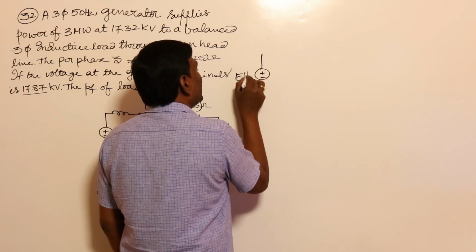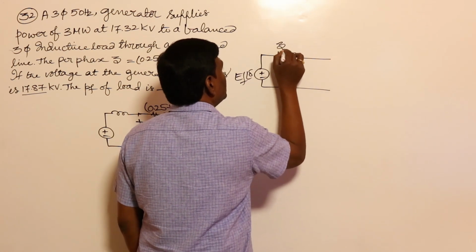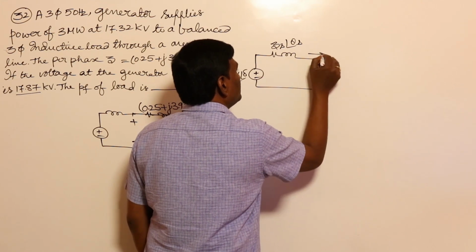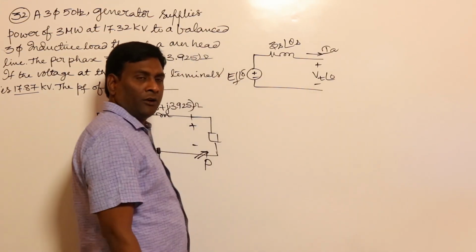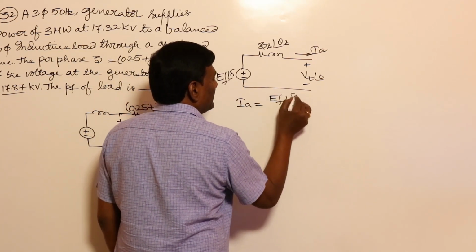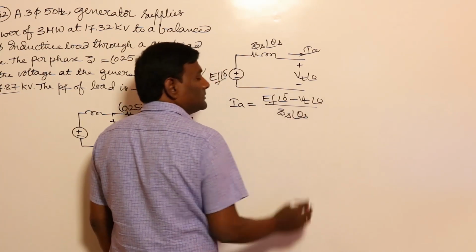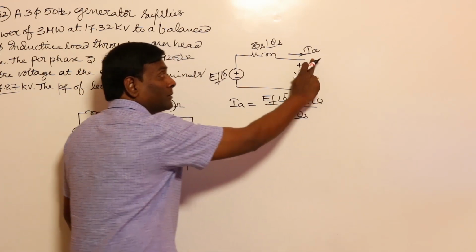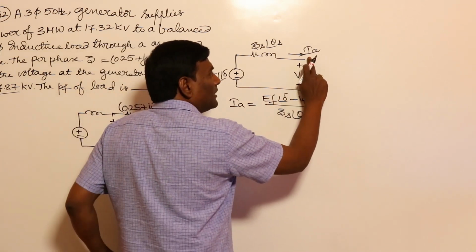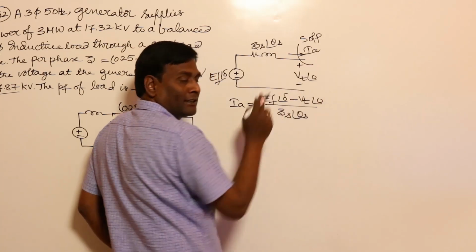For example, this is EF at an angle delta, this is ZS at an angle theta S, and this is VT at an angle 0. Here this is IA. How much is IA? IA equals EF at an angle delta minus VT at an angle 0, divided by ZS at an angle theta S. Now what is the power output here? Because here they have given power as 3 megawatt. S output is going to be VT IA complex conjugate.